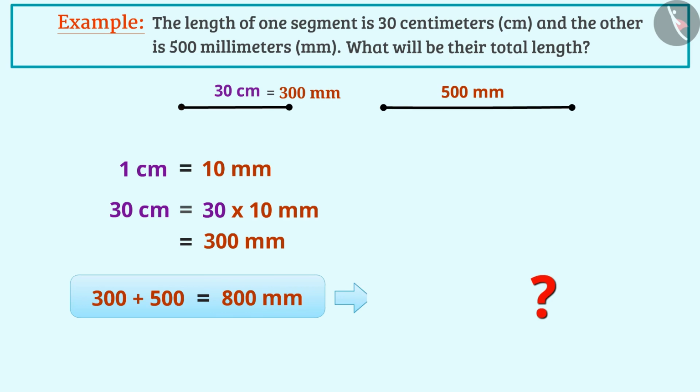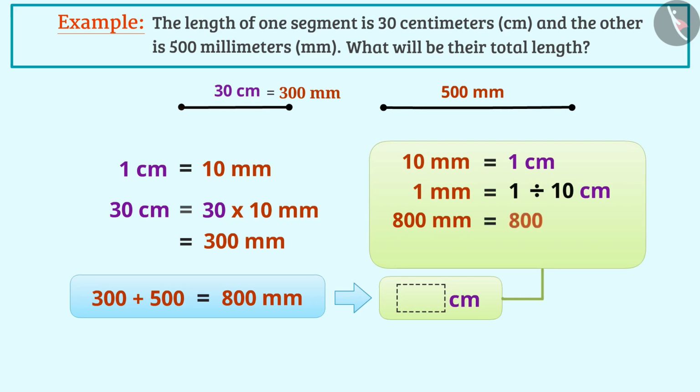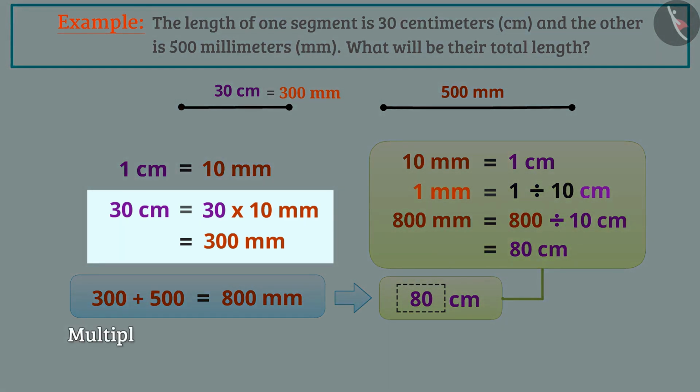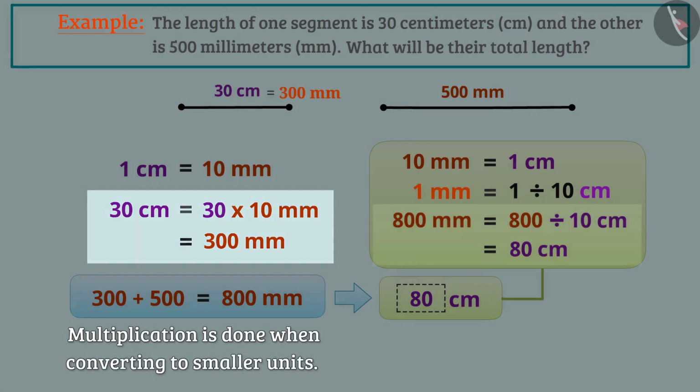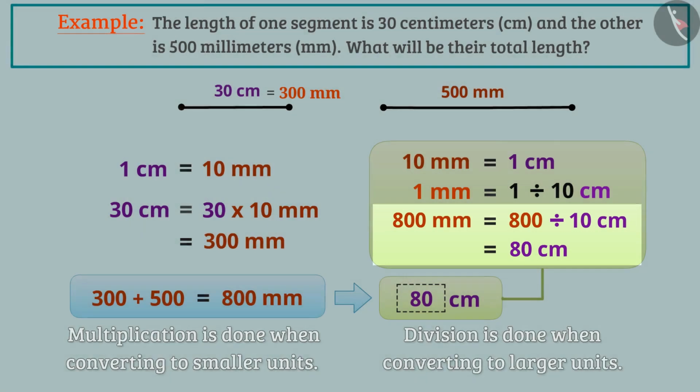If we have to change this solution to centimeters, what will we do? Now 10 millimeters is equal to 1 centimeter. So 800 millimeters will be 800 divided by 10 centimeters, that is 80 centimeters. In this way, multiplication is always done when converting to smaller units and division is done when converting to larger units.